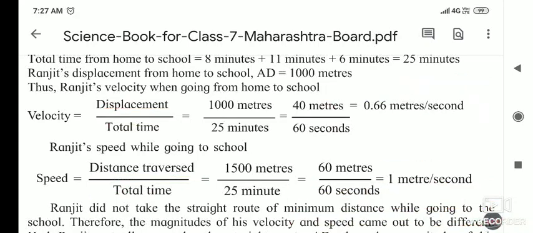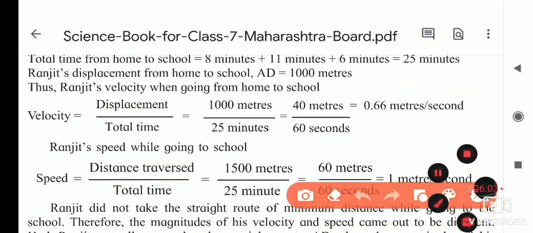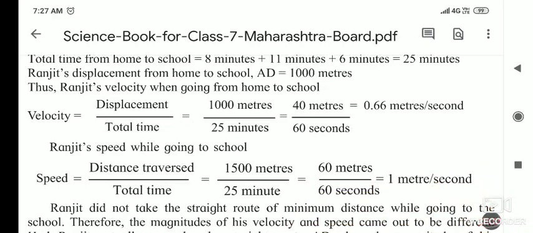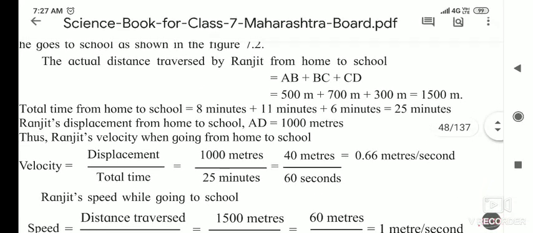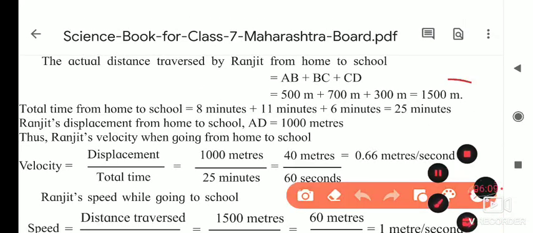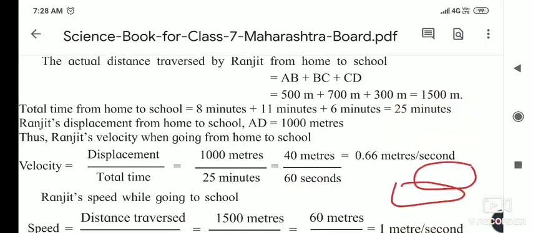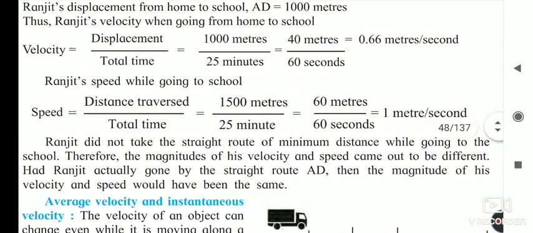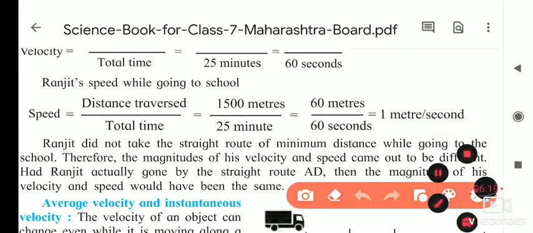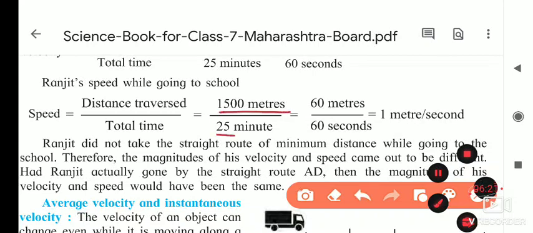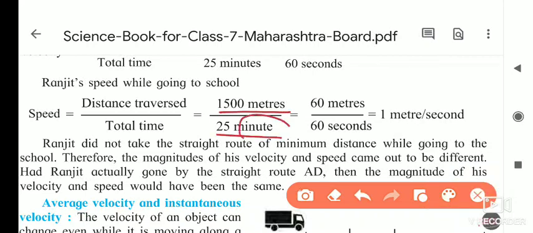Okay, now here the distance is equal to, we saw here how much is the distance, the distance is 1500 meter, but the time is the same, that is 25 minutes. Distance is 1500 and time is 25. So put the values here. So 1500 meter divided by 25 minutes. Here it is minutes, but in our example we have to solve into which? Seconds.